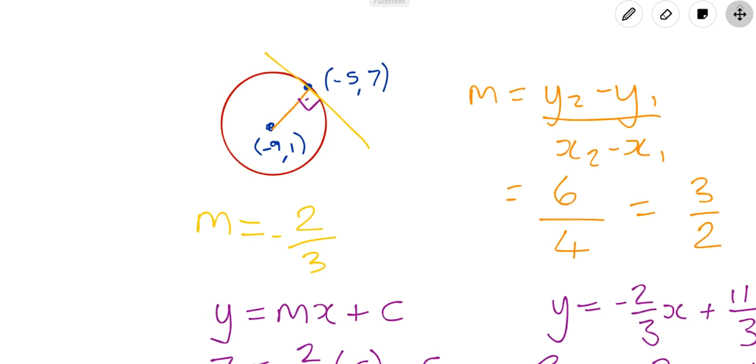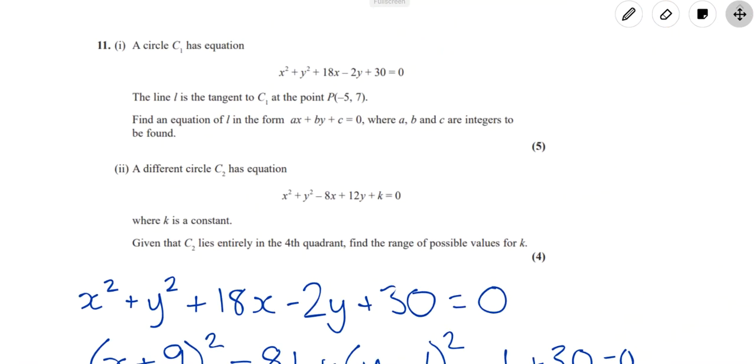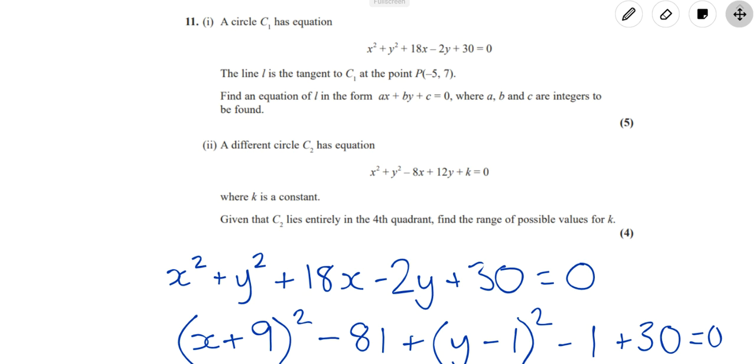And we're going to move on to part 2. I wanted to say B then, but it's part 2. As I said, part 1 is very standard, so that's a method that you need to know. Make sure that's okay. And then part 2 is a bit more weird, a bit more creative. I quite like it. We've got a different circle. C2 has this equation, again in that form, so we need to change that. K is a constant. Given that C2 lies entirely in the 4th quadrant, find the range of possible values for K. That's such a good question, isn't it?